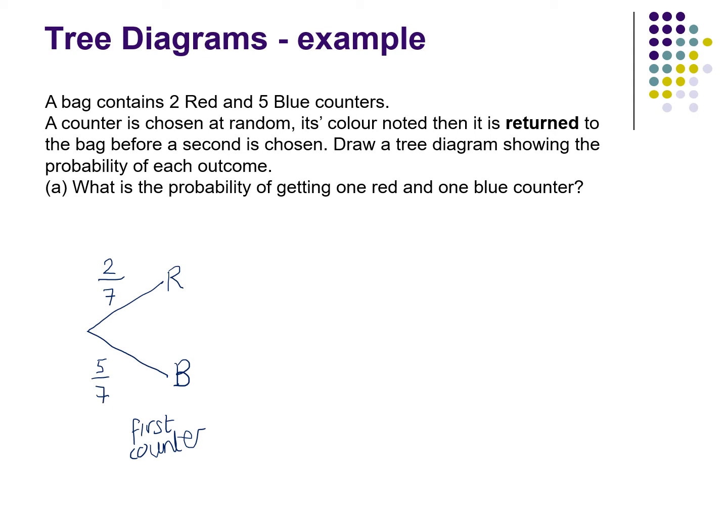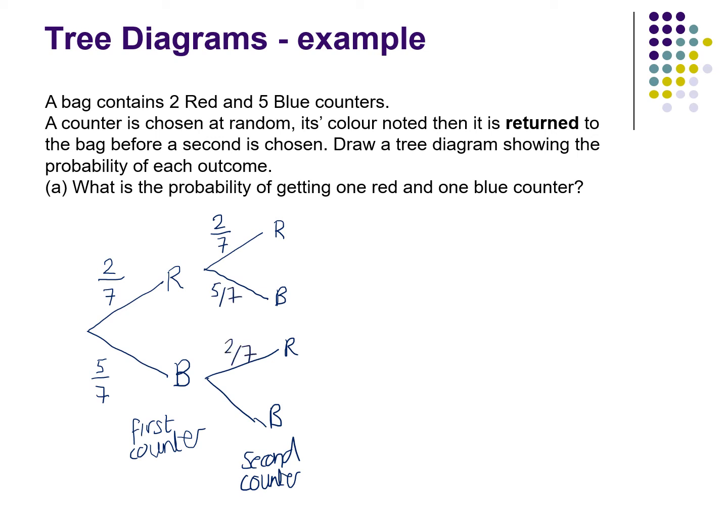I'm going to now add on branches for my second event. My second event is choosing my second counter. So again, the branches are going to be the same. It depends what the question has in it as to whether they're the same branches or different branches, okay? For this one, they are the same branches, and this is my second counter. Now, because I've put that first counter back in, the probabilities for these are going to be the same as for the first branches. So they're going to be 2/7, 5/7, 2/7, and 5/7.